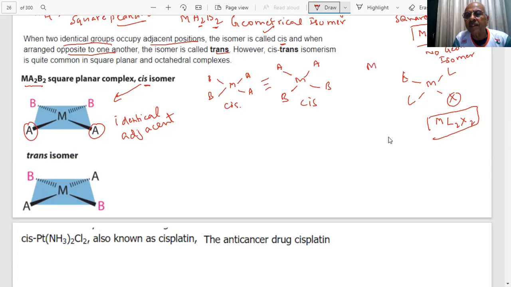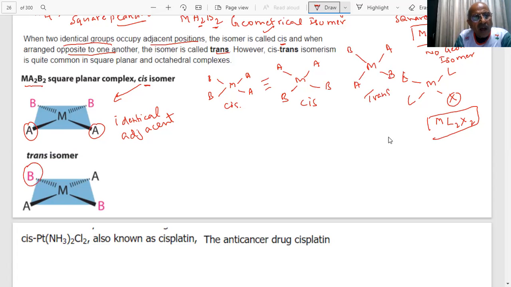But if I have to write the trans, what do I do? A and A across, students, B and B across. They are opposite to each other. Can you see they are opposite to each other? Tell me, this becomes trans. So there will be two isomers. One is called the cis, students, the other is called the trans isomer. So here we have drawn, this is my trans, students. You see they are across.